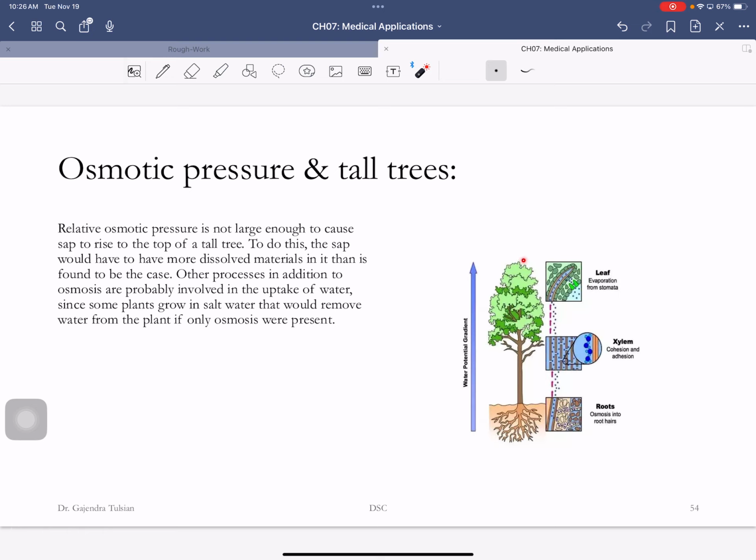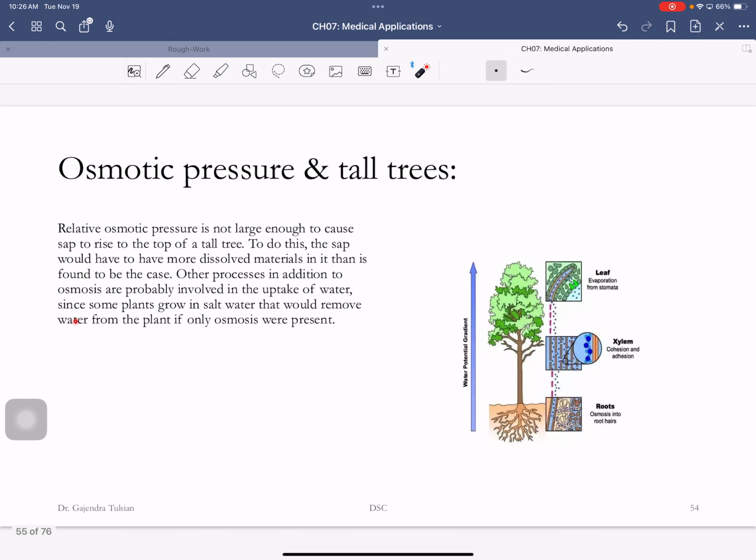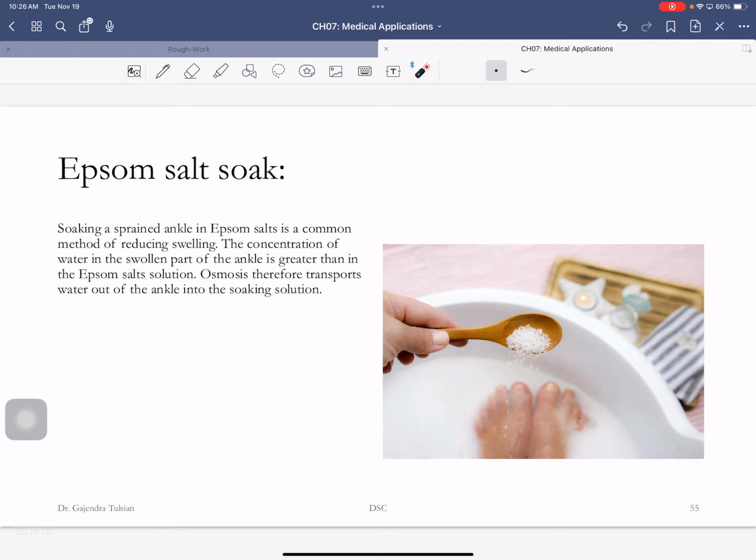Again, the mystery of how water rises to the top of large trees is still not completely solved. Relative osmotic pressure is not large enough to cause sap to rise to the top of tall trees. To do this, the sap would have to have more dissolved material in it than can be found. Other processes in addition to osmosis are probably involved in the uptake of water. Some plants grow in salt water that would remove water from the plant if only osmosis were present.